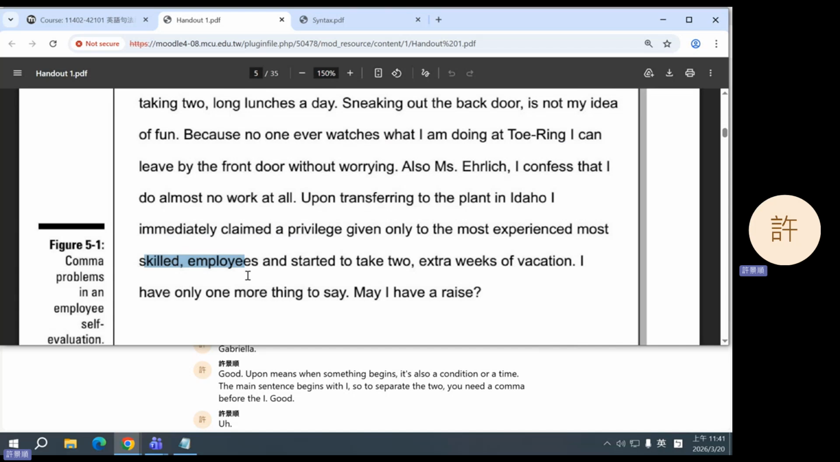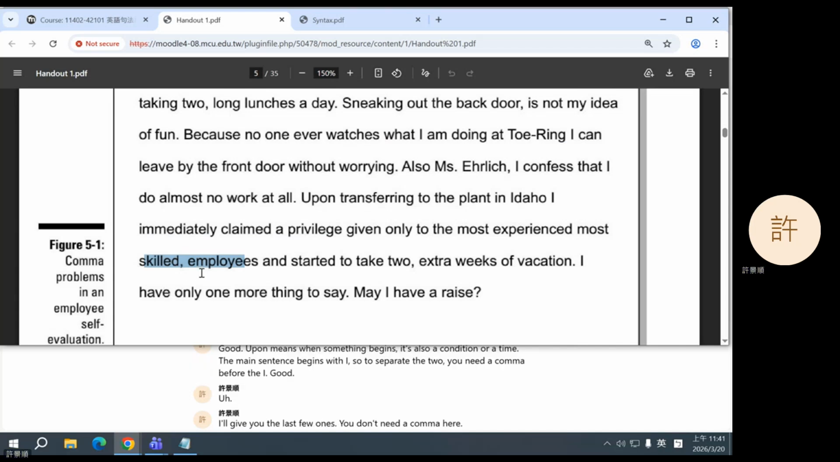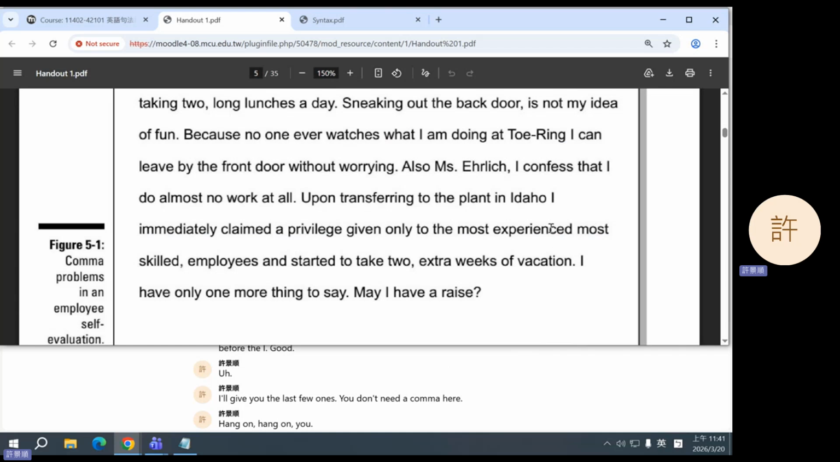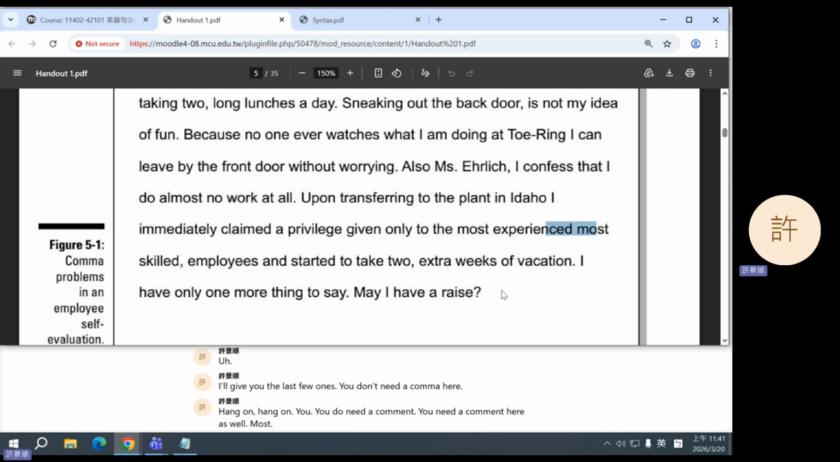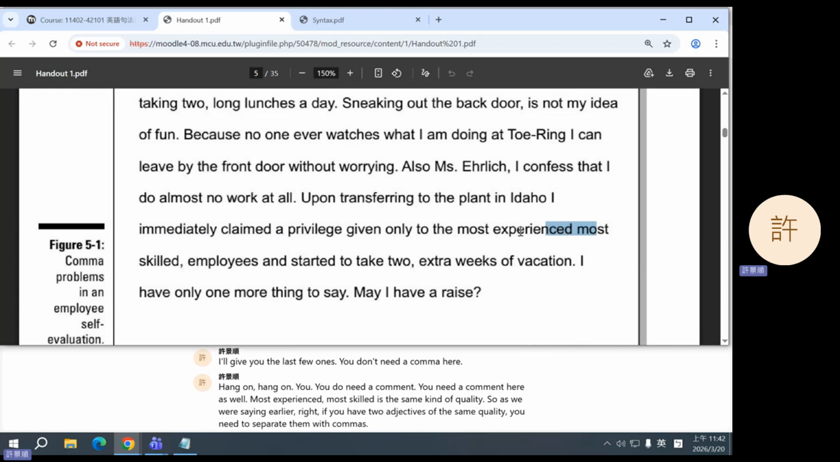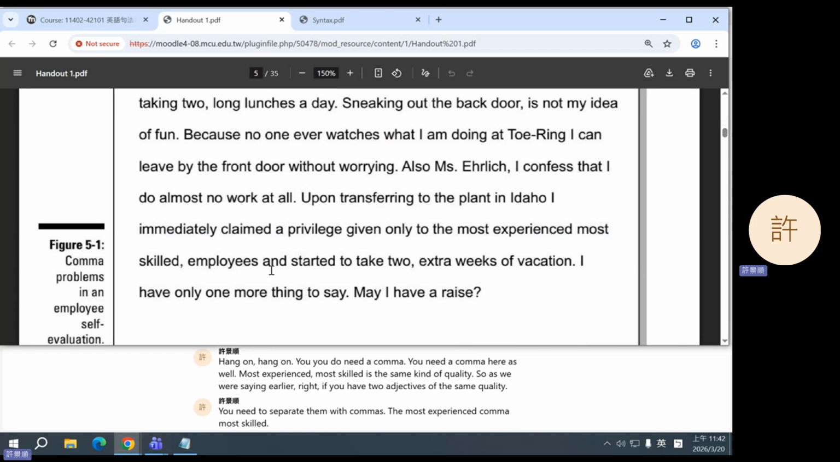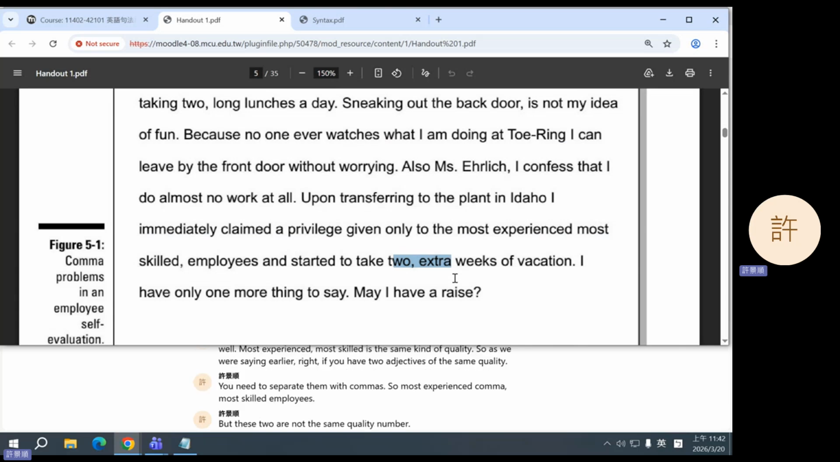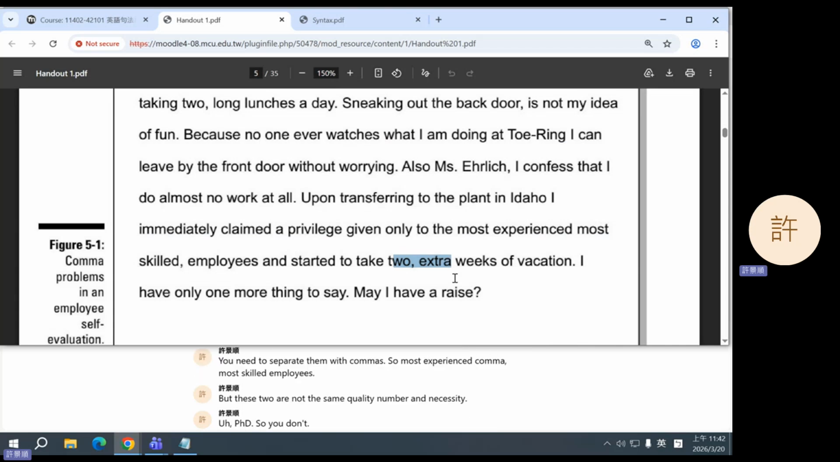I'll give you the last few ones. You don't need a comma here. Hang on. You do need a comma. You need a comma here as well. Most experienced, most skilled is the same kind of quality. So as we were saying earlier, right? If you have two adjectives of the same quality, you need to separate them with commas. So most experienced, comma, most skilled employees. But these two are not the same quality. Number and necessity. So you don't need a comma here.